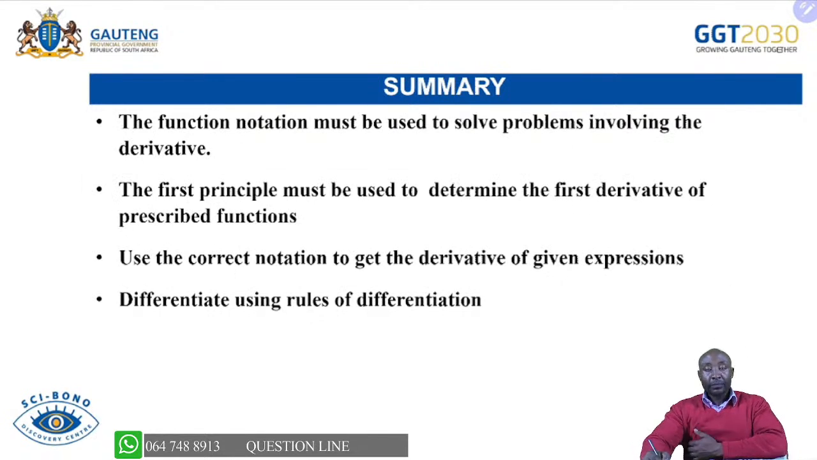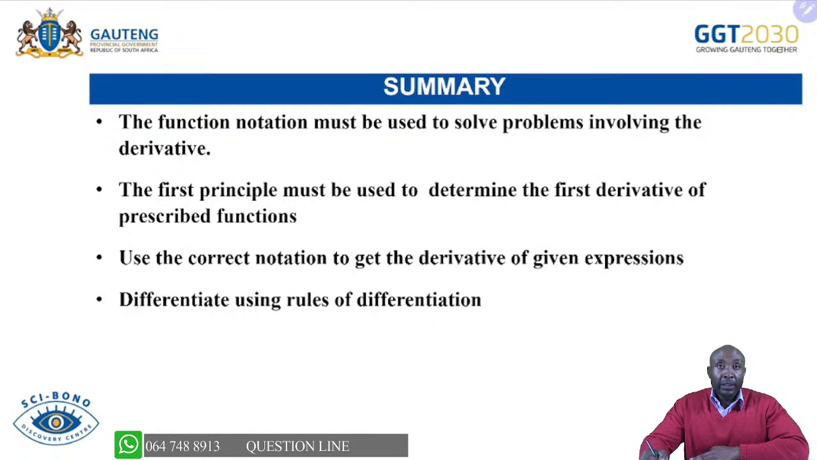Now, in summary, we must use function notation. You saw how we are able to evaluate f of x plus h. We should use first principles. We know the definition of first principles. F dash of x is given by f of x plus h minus f of x all over h. The limit as h approaches 0. We must know the definition and we should use it correctly to determine the first derivative.